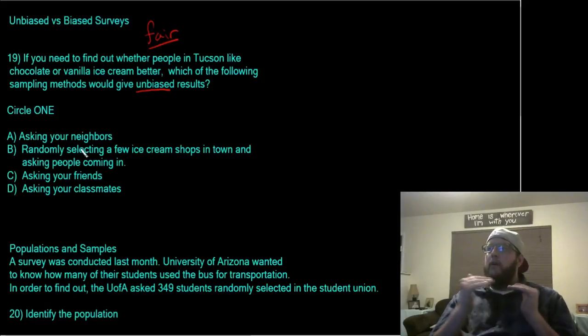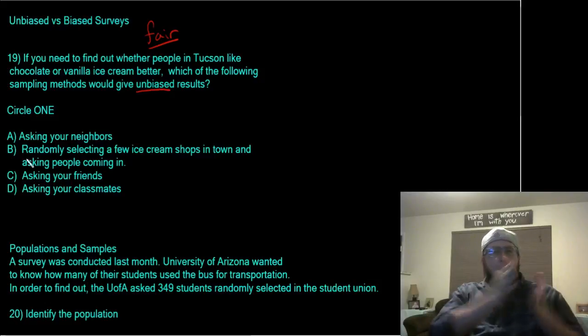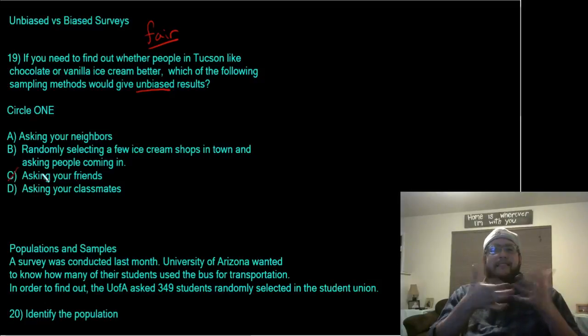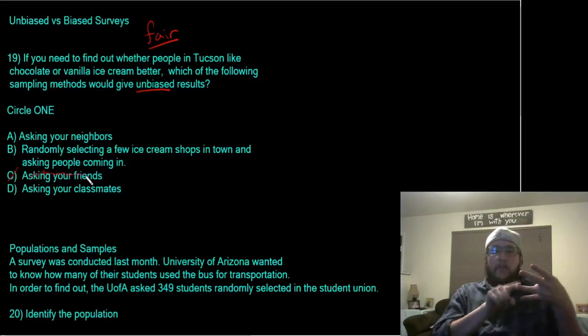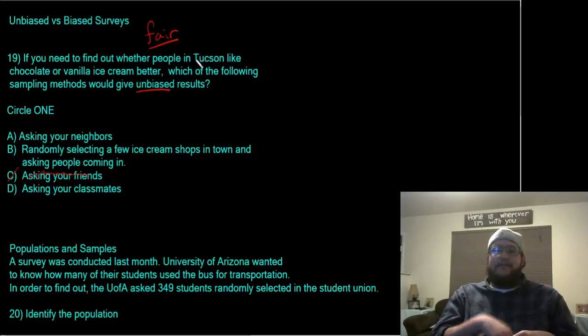So go to circle 1. Asking your neighbors, randomly selecting a few ice cream shops in town and asking people as they come in, asking your friends, and asking your classmates. Well, if you remember, it was unfair to ask your friends, so we can go ahead and get rid of that one. Asking your classmates is kind of the same thing. We're talking about trying to find out whether people in Tucson.